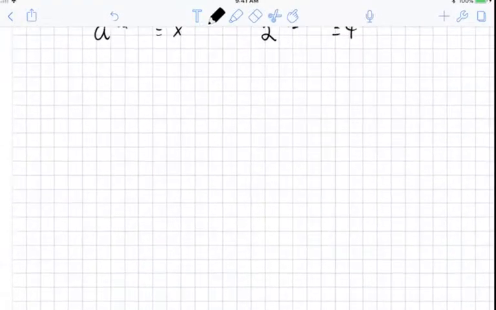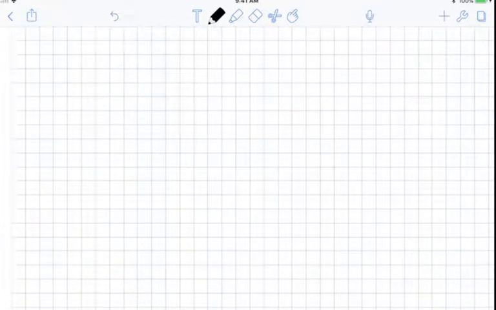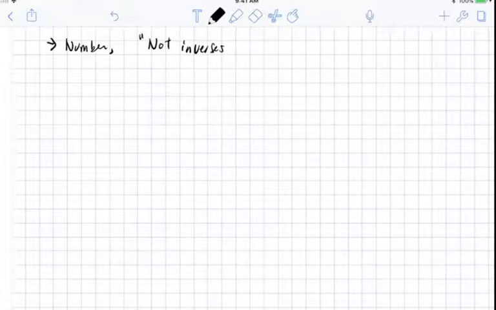Let's do a little activity. I want you to write the answers as a number or the phrase "not inverses." So for instance, log base 3 of 3 to the 4, that output is going to be 4.